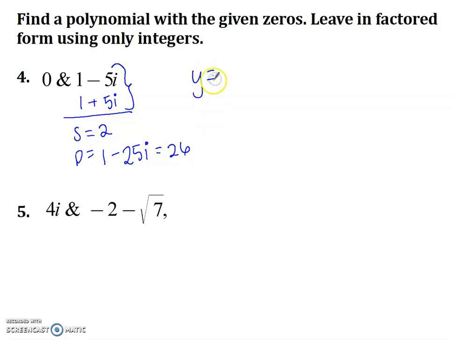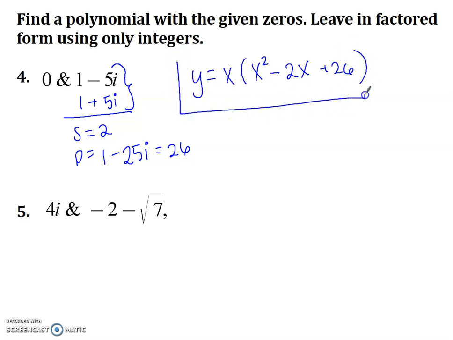So my polynomial is going to be y equals, that'll be an x minus 0, so just an x. If you have just an x as a factor, always put it first. Then with this one, I'm going to do x squared minus the sum, so minus 2x, plus what I got from my product, so plus 26. And that'll be the factored form. That means don't multiply it out.